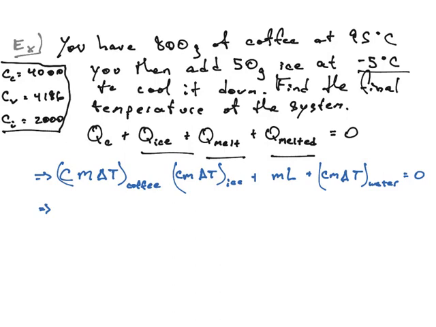C for the coffee, 4,000. M for the coffee, 800 grams, that's 0.8 kilograms. Delta T for the coffee. I don't know its final temperature, that's what I want to find, final temperature. So I call it TF. Minus the initial temperature of the coffee, which was said to be 95 degrees.